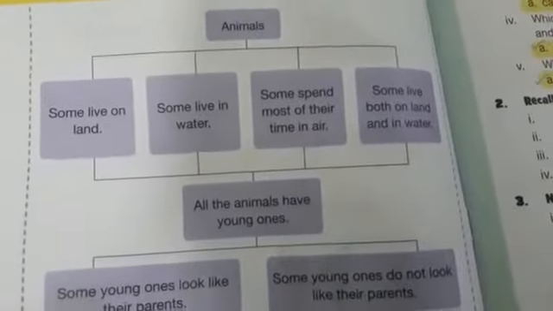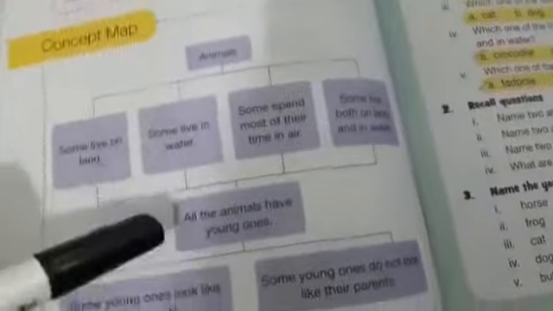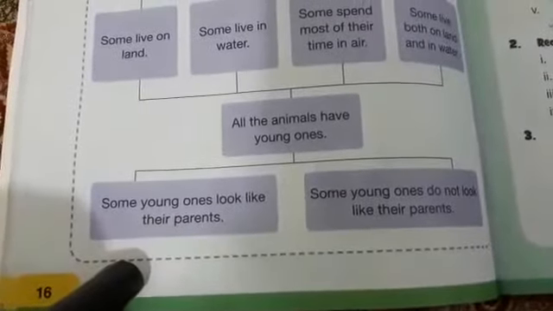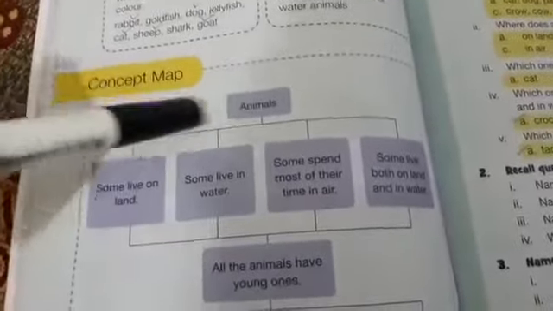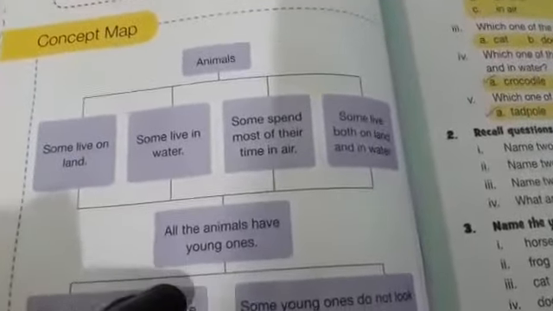Okay. After that, all the animals have young ones. All animals, whether they live on land, in water, or both on water and land, after the 4 kinds of animals, they have their young ones. Some young ones look like their parents, and some don't. This is the crux of the chapter, unit number 2. This is the crux of your full chapter, the concept map, everything we have read about in this chapter. 4 kinds, and they have their young ones.